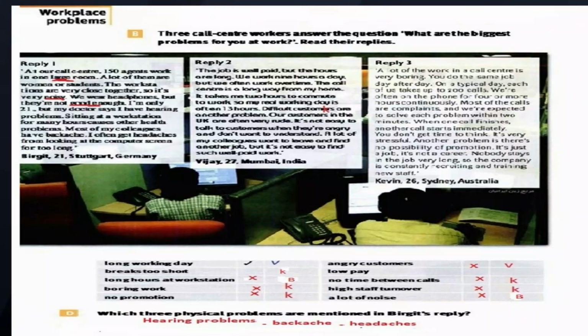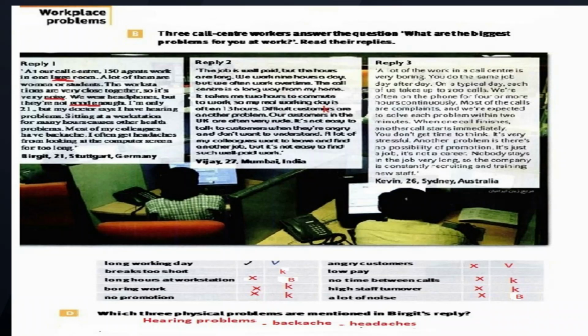Reply number 2. The job is well paid, but the hours are long. We work 9 hours a day, but we often work overtime. The call center is a long way from my home. It takes me 2 hours to come to work. So, my real working day is often 13 hours.